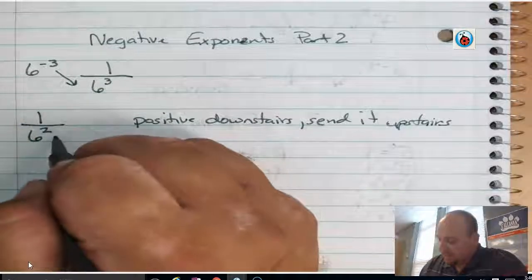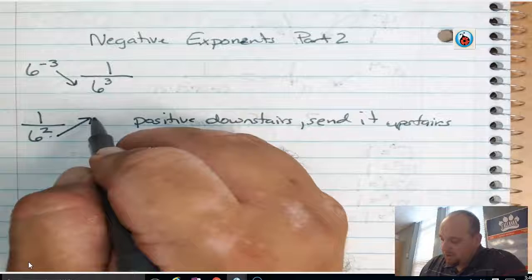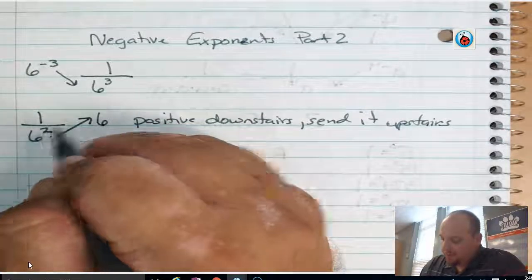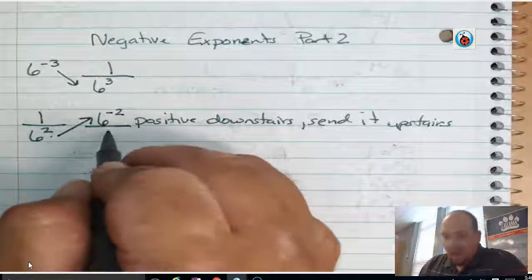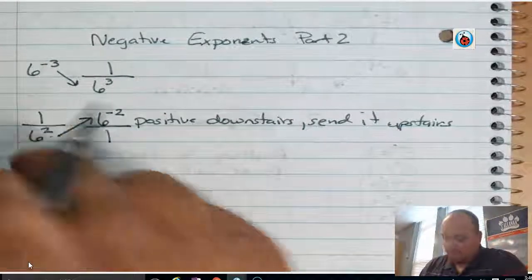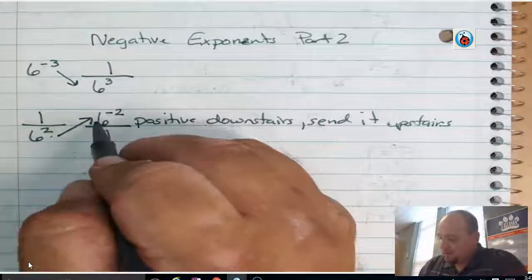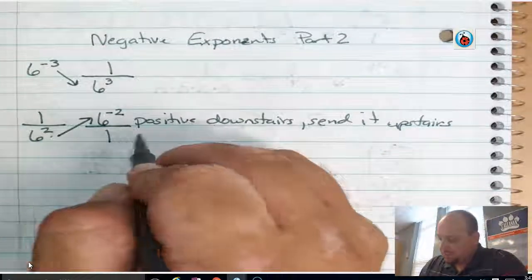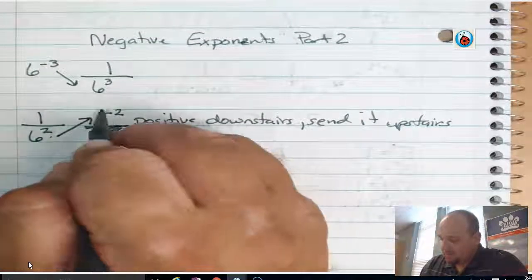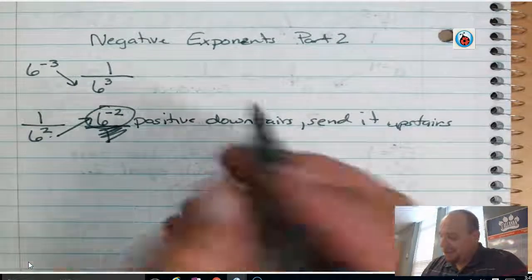Okay, so I'm going to take this 6 to the second power, I'm going to send it upstairs. The base is going to stay the same as 6. The positive 2 is going to change to negative 2. I'm going to put this over 1 because everything disappears down here. And 1 times 6 just gives you 6. So I really have 6 to the negative 2 over 1, which please note this is really just 6 to the negative 2 power. Okay? Well, I'll show you in another one.